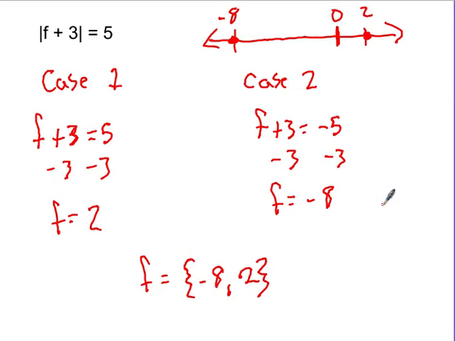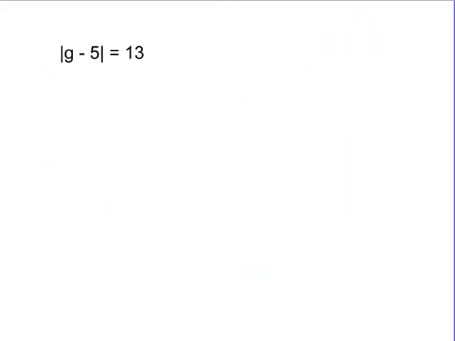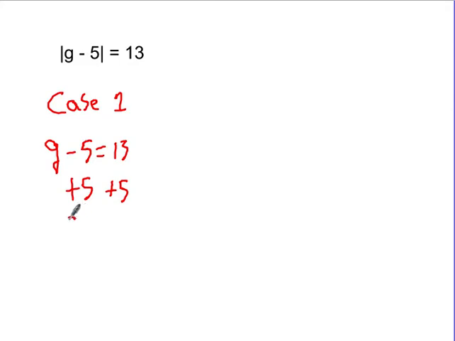Okay? You have one more? Yeah. Okay, then I'm going to add one. G minus 5 equals 13. So, case 1, G minus 5 equals 13. Add 5. G equals 18.